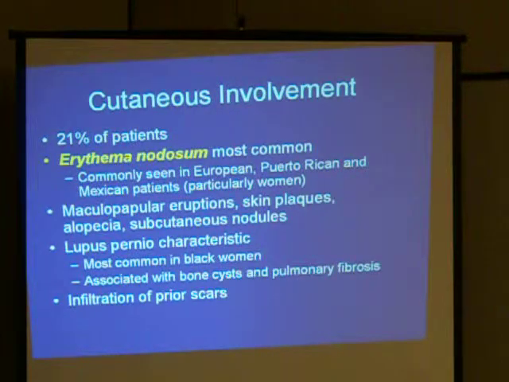Okay, cutaneous, erythema nodosum we talked about. You can see almost any kind of eruption of the skin. Nodules, papules, erythematous lesions, elevated lesions, plaques. And this lupus pernio, most commonly in black women. As I said, skin lesions are often associated with bone and joint involvement. You can actually see infiltration of prior scars.